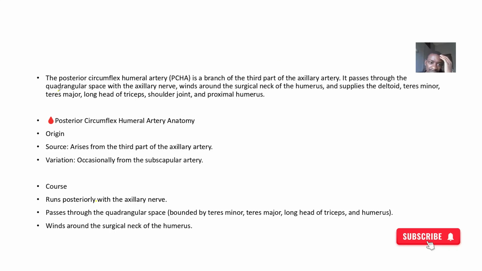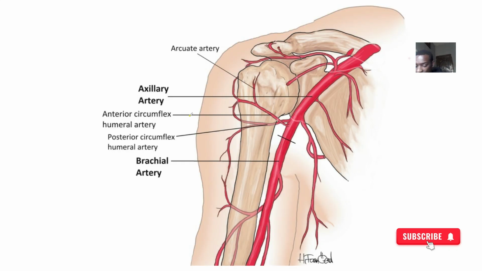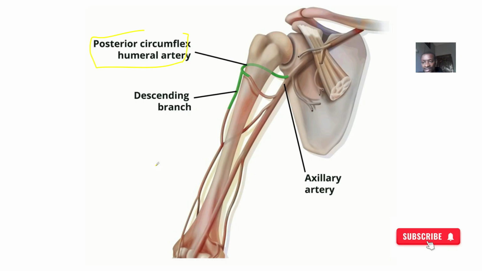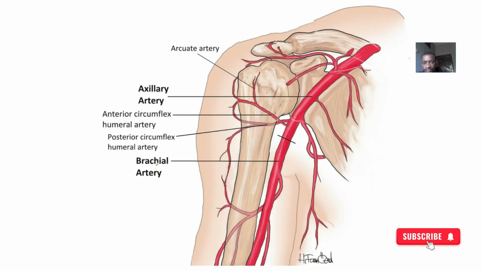It passes through the quadrangular space with the axillary nerve. So it winds around the surgical neck of the humerus and it supplies muscles like the deltoid muscle, the teres minor muscle, the teres major muscle, long head of the triceps, shoulder joints, and the proximal humerus. So it arises from the third part of the axillary artery, occasionally from the subscapular artery. I get it. It's the posterior circumflex humeral artery.